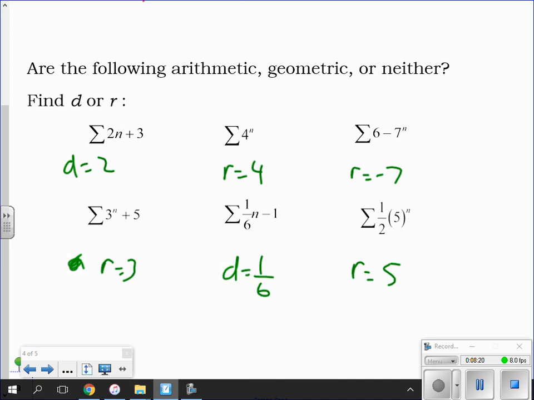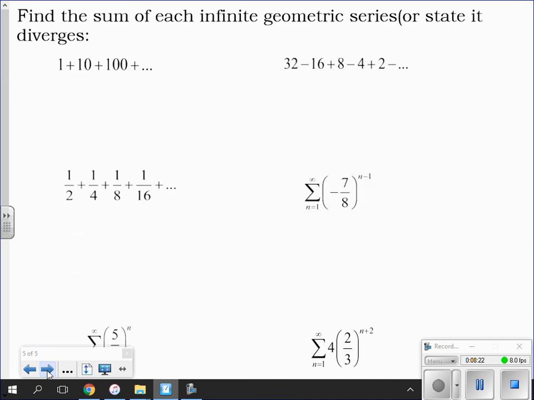Nice, easy notes. And here's our last page. And these ones are infinite series. Do they converge? Do they diverge? If they do converge, then we have to figure out what our total is.